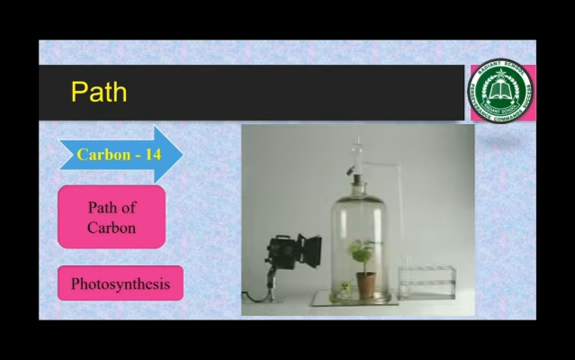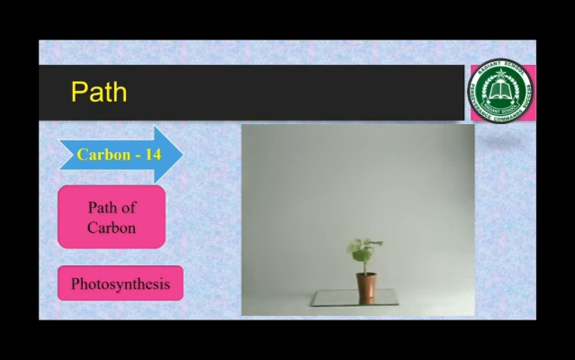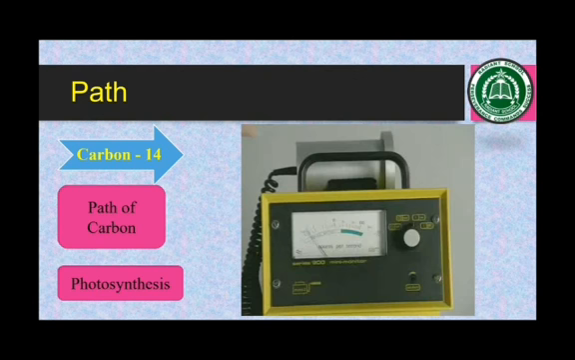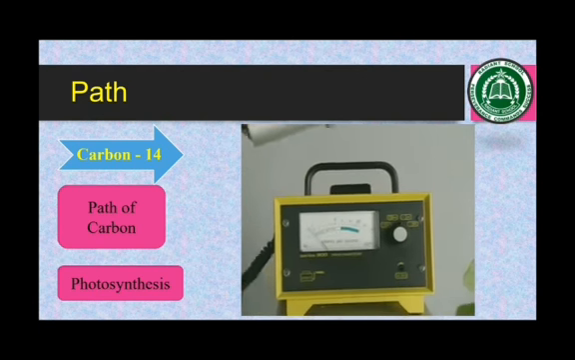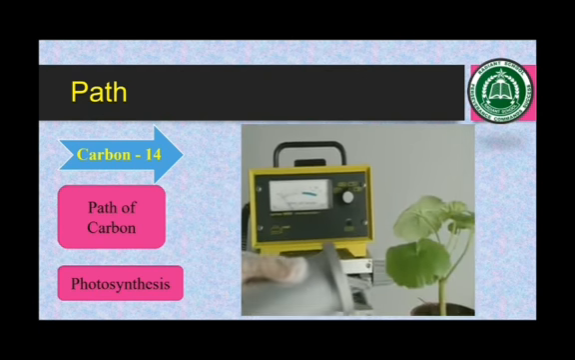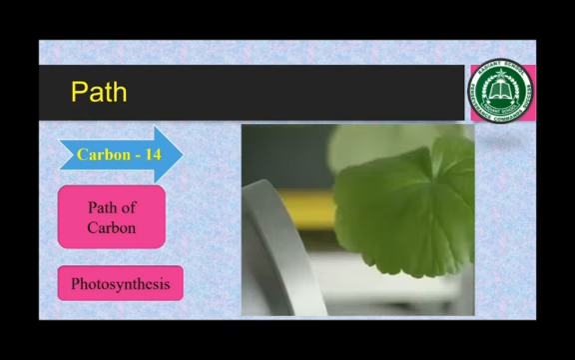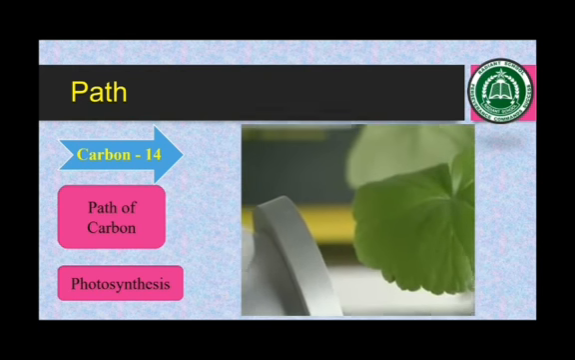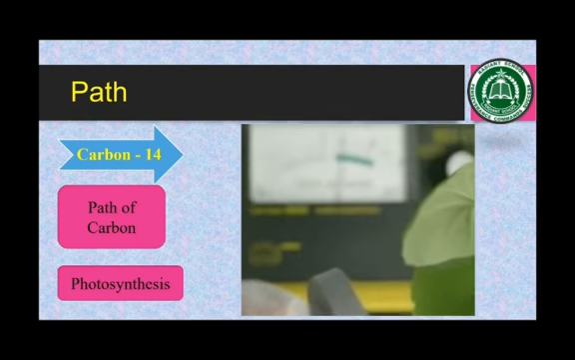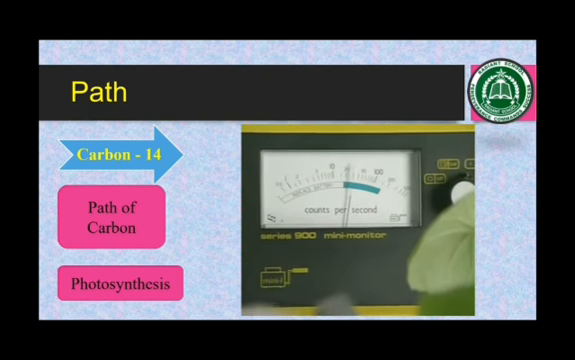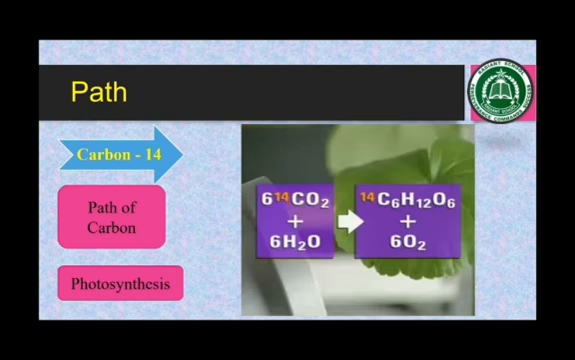Remove the plant from the apparatus and it's possible to check it for radioactivity with a Geiger counter. Carbon atoms from the radioactive CO2 gas have become part of the structure of the plant. The carbon dioxide containing radioactive carbon-14 combines with water to form radioactive sugars.